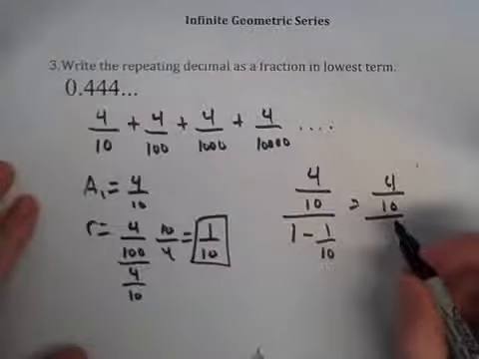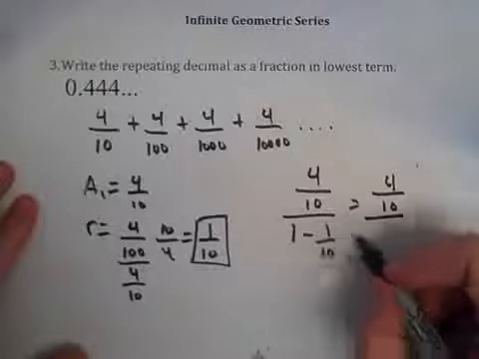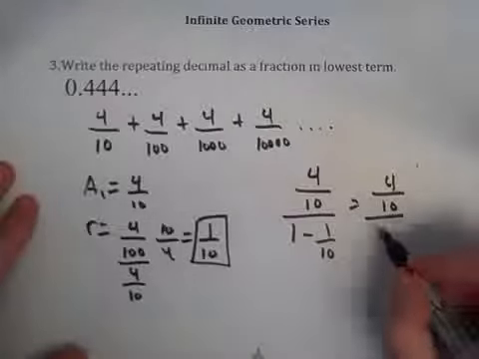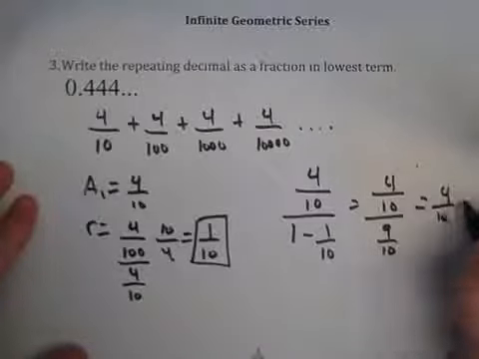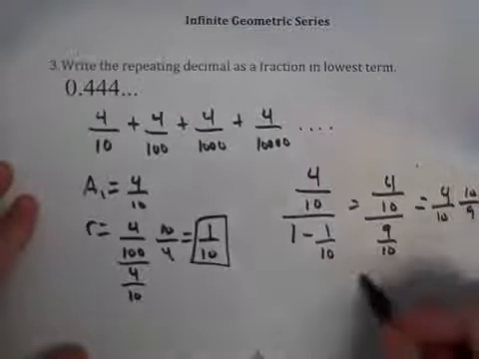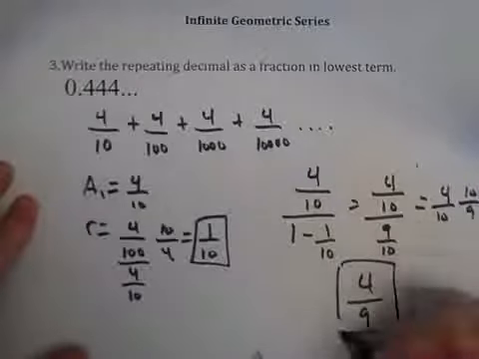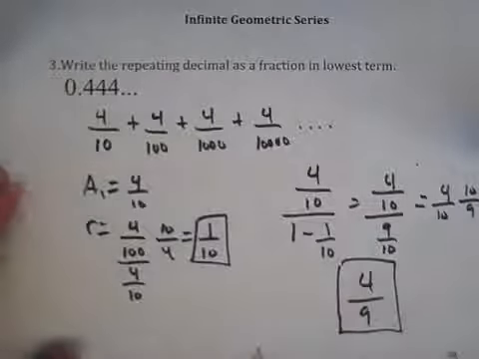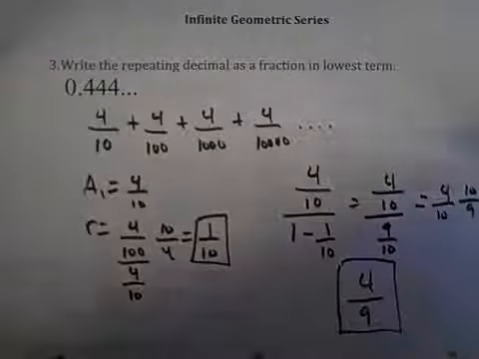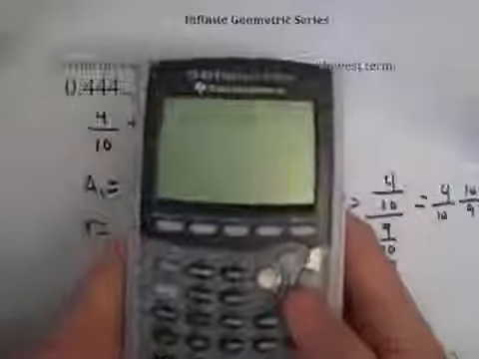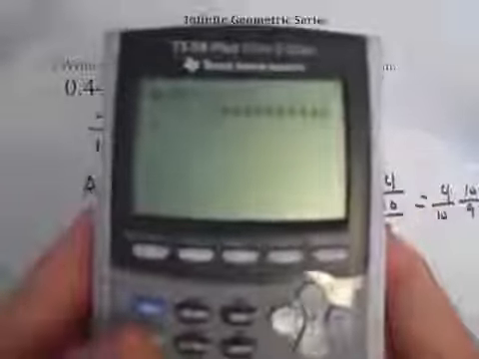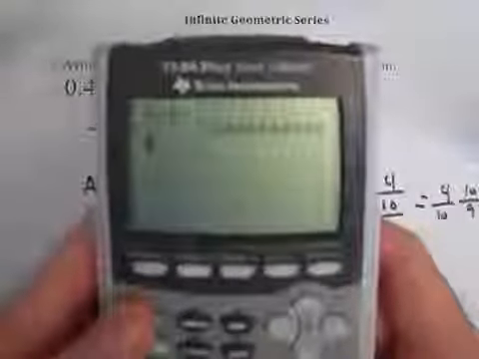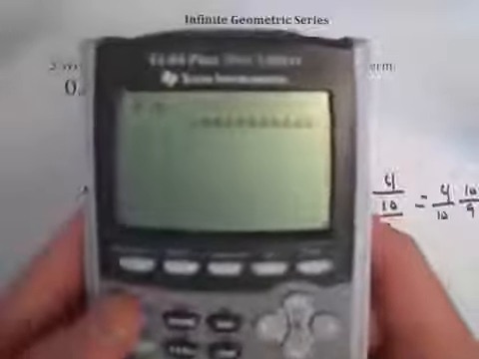So that's 9/10. This is 10 over 10 minus 1 over 10, that's 9/10. So it looks like 4/9. I am going to throw that into the nifty calculator. Let's try 4 divided by 9. Look at that, 0.444444. So we did it right.